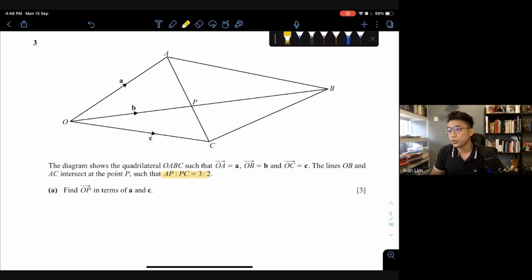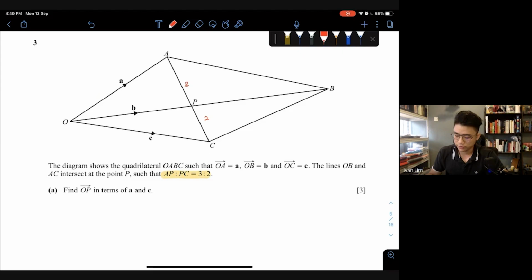Okay, so if we look according to this diagram, OP is in the middle, right? Okay, not exactly in the middle. They gave us the ratio AP to PC is 3 to 2. So let's just write that down first. 3 to 2. What else do we know?